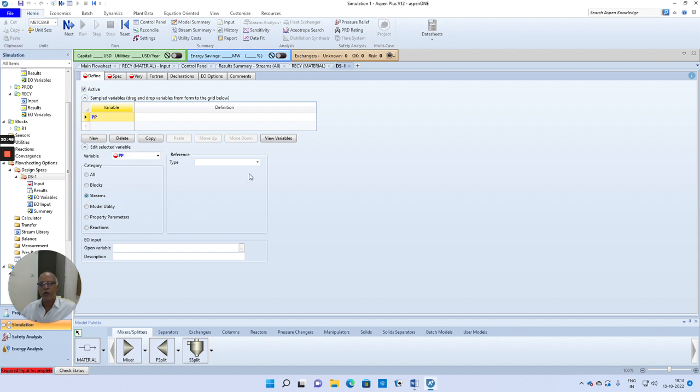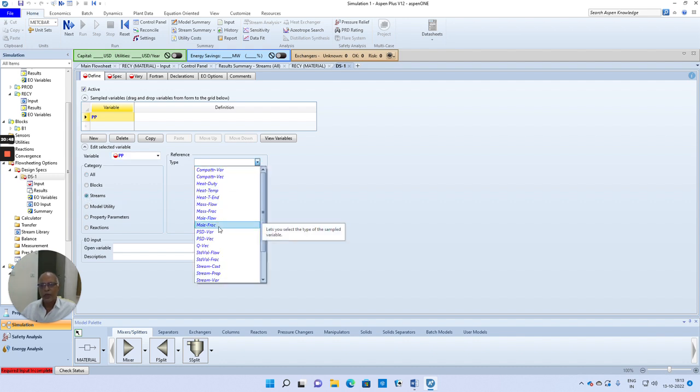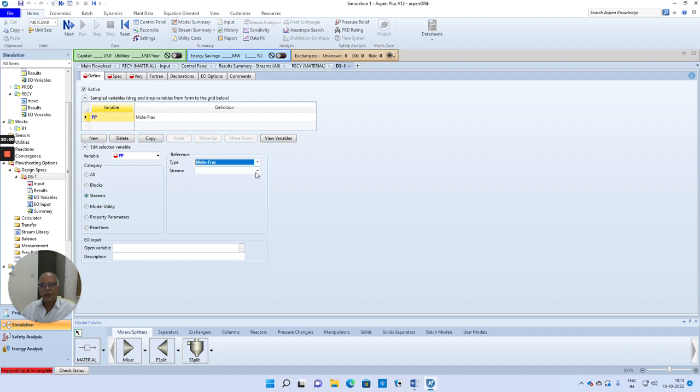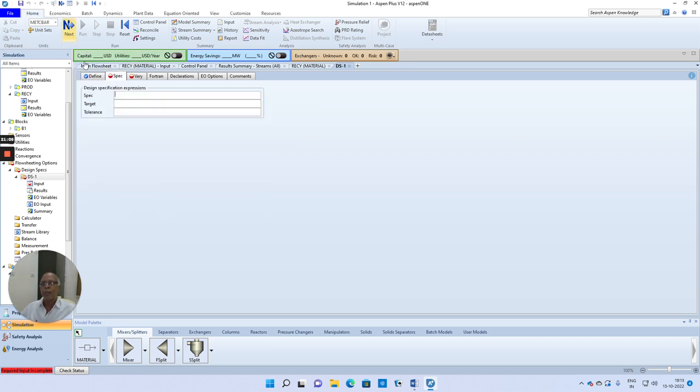So it's a stream variable. The variable is mole fraction, stream is product, and the component is, let's say, isobutane. So the name that I have provided here as PP is representing the mole fraction of isobutane in the product stream, like what we did in the previous sensitivity loop.